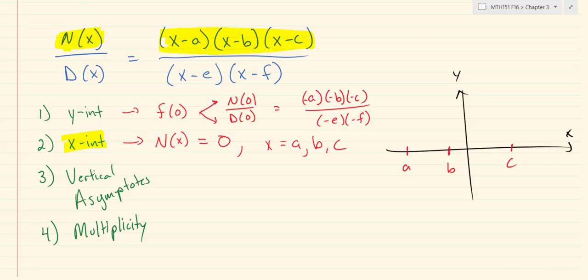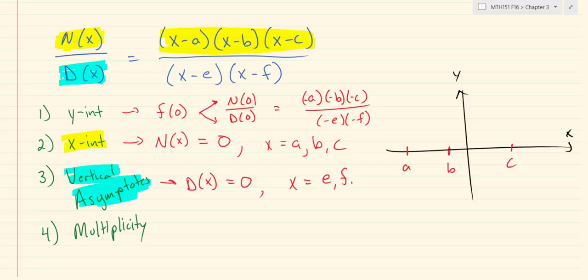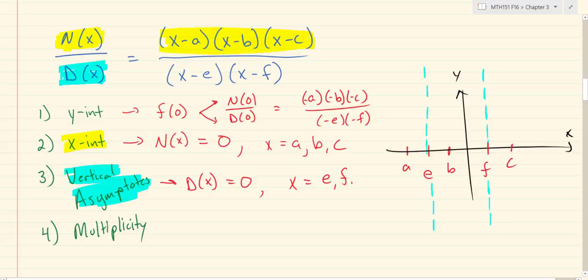For the vertical asymptotes, we look at the denominator. We look at d of x. And what do we do with d of x? We set it equal to 0. So you set your denominator equal to 0, and in this case, we're going to get x equals e and f. And this is the location of your vertical asymptotes. So maybe we'll put one here at e, and one here at f. So here's your intercepts, dot, dot, dot, and then e and f are your vertical asymptotes. The x-intercepts come from the numerator, the vertical asymptotes come from the denominator.